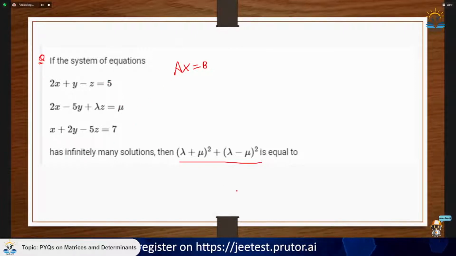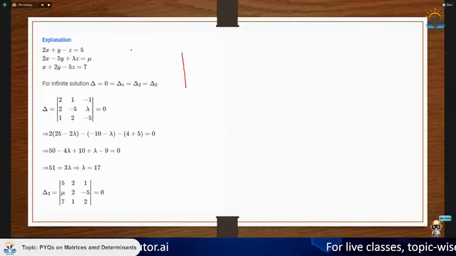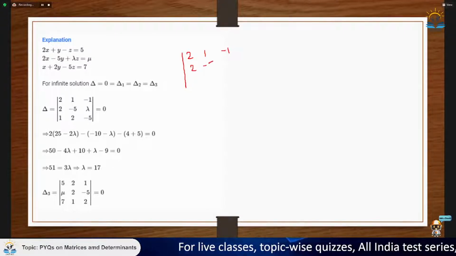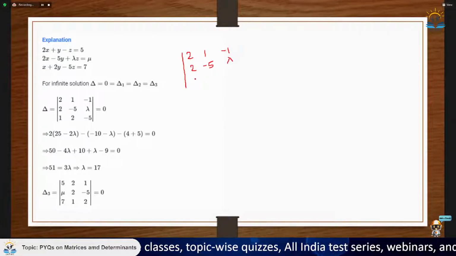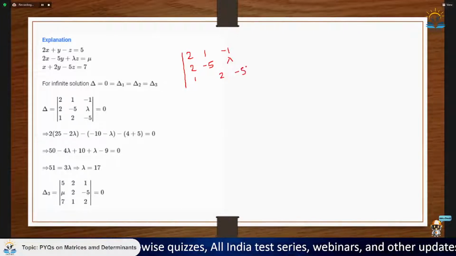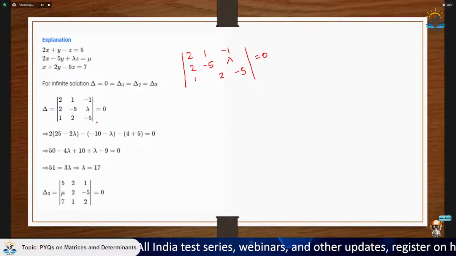So in case of infinitely many solutions, determinant of A should be equal to 0. So we will do the determinant of A to be equal to 0. So what is determinant? Determinant is the coefficient matrix. So it is 2, 1, -1, then 2, -5, lambda, then 1, 2, and -5. This thing should be equal to 0. So that is written here.